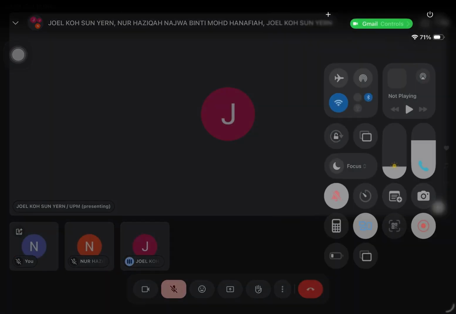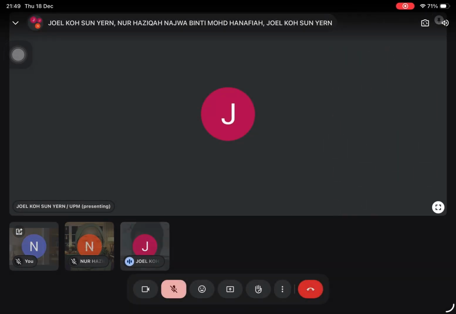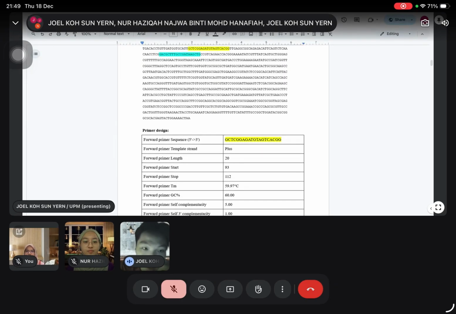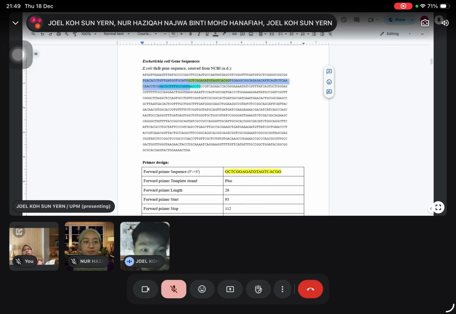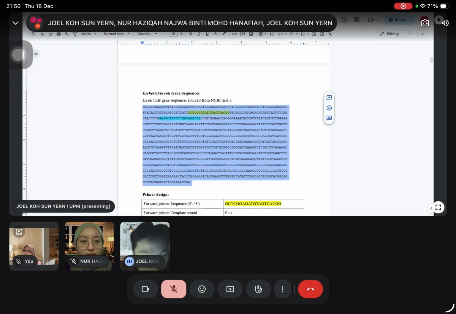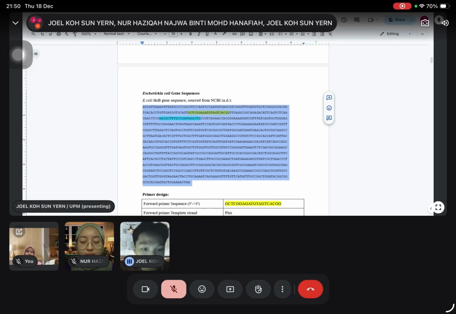We have the trilby gene sequence from the E. coli, which I have sourced from the NCBI, and the length of the trilby gene sequence is around 900 plus base pair. The yellow highlighted sequence over here is a forward primer, and the reverse primer will bind to the blue highlighted sequence over here.